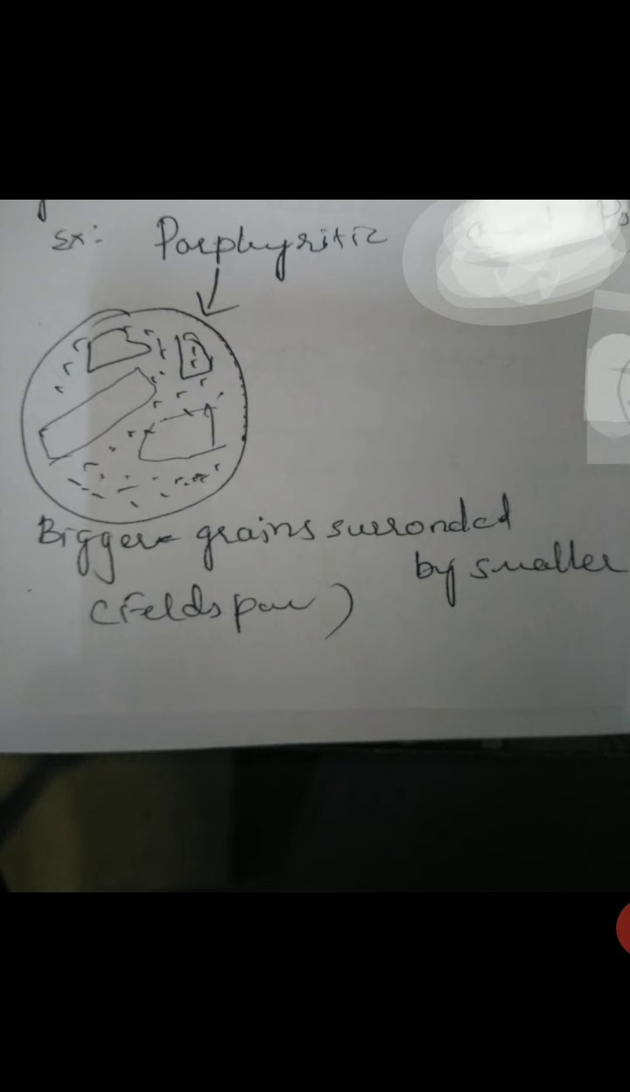So the first one to start with is porphyritic. You can see the bigger grains surrounded by smaller ones. Here the feldspar group of minerals are there. The bigger mineral is present, and surrounding that, the smaller mineral is present. This is called porphyritic texture.